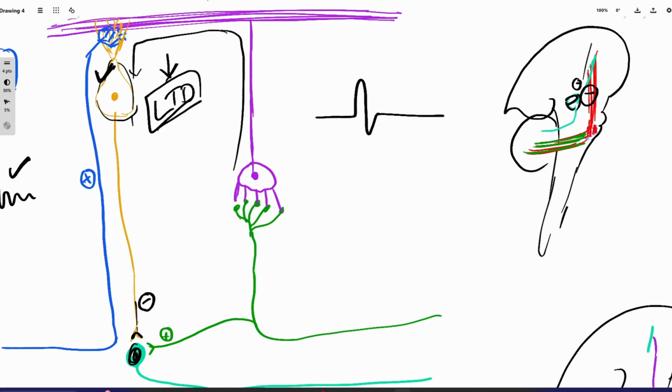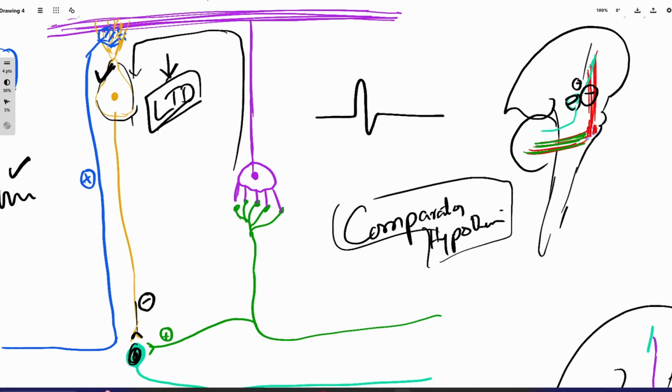By the way, this explanation, this hypothesis of the role of the inferior olivary nucleus, is called the comparator hypothesis of the inferior olivary nucleus. Actually, there are lots of hypotheses to explain the cerebellum, but one of the important ones is this that I have explained.